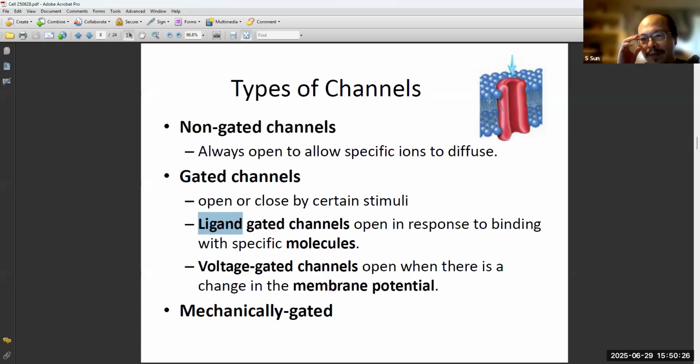We also have, later we can talk about, acetylcholine. Acetylcholine will bind on the nicotinic acetylcholine receptor. I think we talked about that in our nervous system. So acetylcholine is a chemical, binds on it, opens up, and allows sodium, Na plus, to go through. So that's ligand gated.